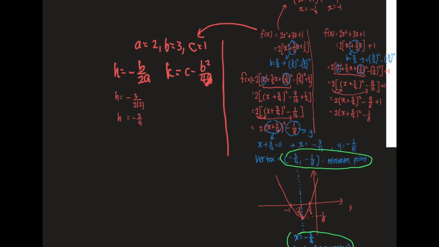So let's use this formula and see. k equal to 1 minus 3 squared over 4 times 2. k equal to 1 minus 9 over 8, which is -1 over 8. So we get the h and k, which is this one. Same value. And it's so fast, no need to do all this completing the square. So it's up to you, we have to be flexible after all.